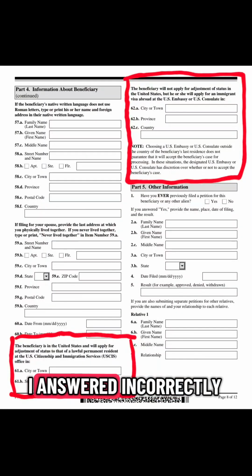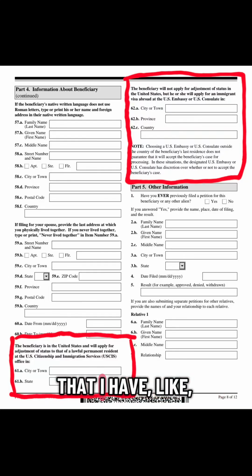The part that I answered incorrectly is the part that I have circled there. I did it as adjustment of status, that first box on the bottom left. I had put the most local city. That was my mistake. I should have answered the 62s up there at the top right. So if you're going to do the consular process, you have to answer the 62s up there at the top. Do not answer number 61.